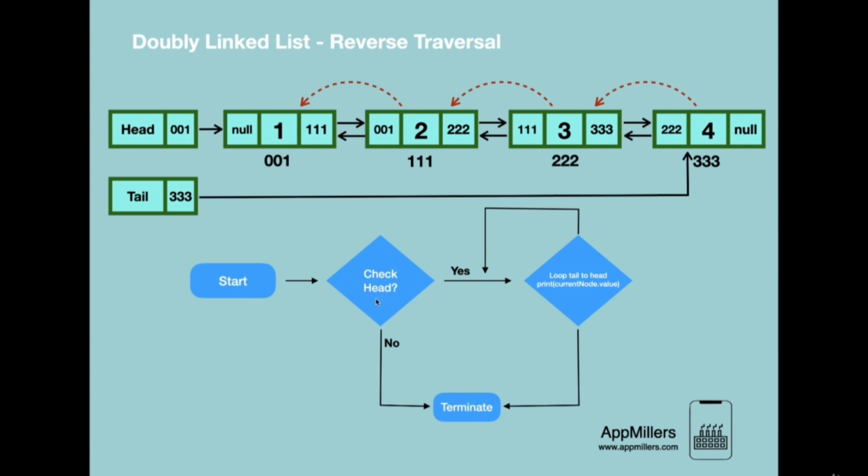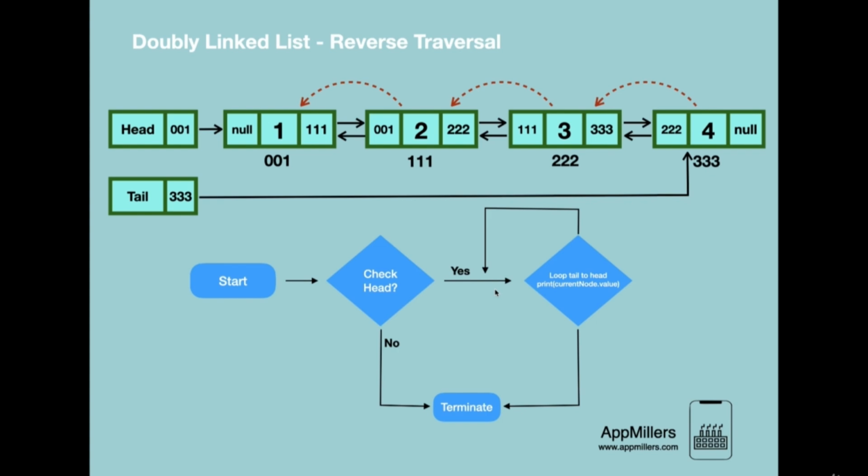Here we start again by checking the head value. So if head is null we terminate our algorithm because there is no element to traverse. But if head points to any given node, then we start to loop through the double linked list. Here we start from tail to head, and in each step we are printing the value of the node. Now by using this algorithm, let's create our reverse traversal function in Python.